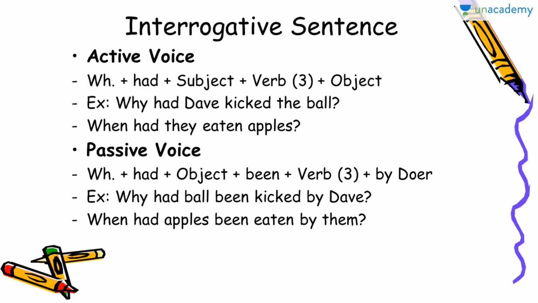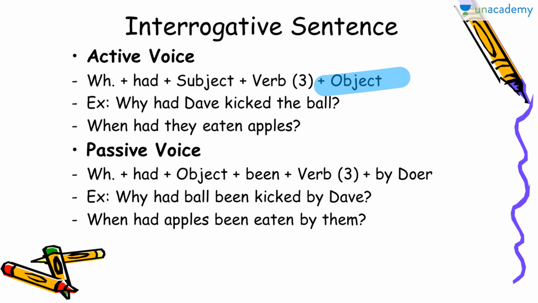Then we see another category of interrogative sentence which starts with WH. WH, it is question words like what, where, when, why, how. So apart from who, the other WH words are used and included over here. In active voice, it will start with WH word, whatever question you want to ask, then had, then subject, then verb third form, and then object.